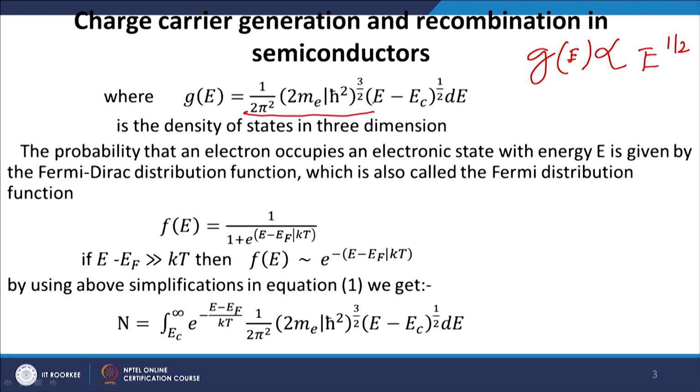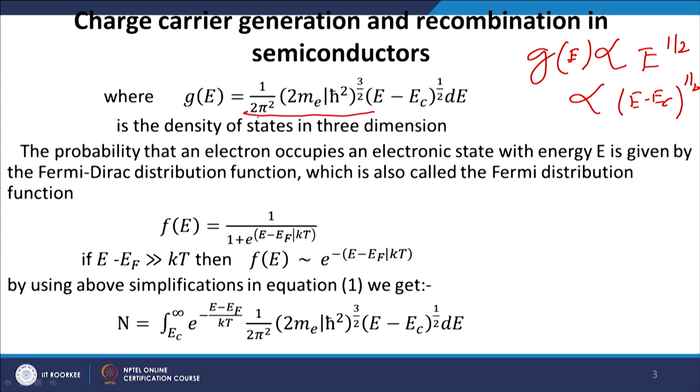And if we consider EC as the bottom of the conduction band, then we can modify this equation as G proportional to (E minus EC) to the power half, and that is what we have written here with the constant in the beginning.